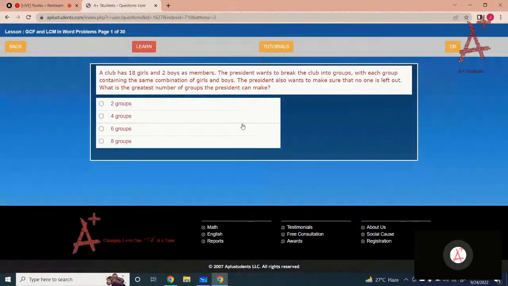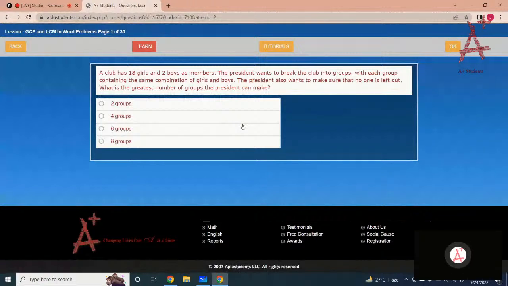Okay, the first one is, a club has 18 girls and 2 boys as members. The president wants to break the club into groups with each group containing the same combination of girls and boys. The president also wants to make sure that no one is left out. What is the greatest number of groups that the president can make? So you have to find the LCM or GCF. That's the only point you need to understand with this one.